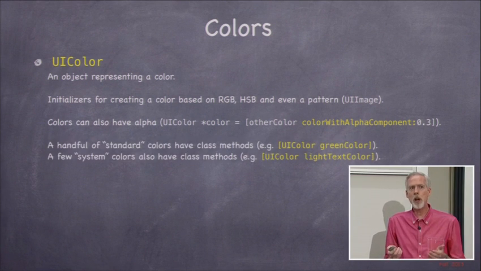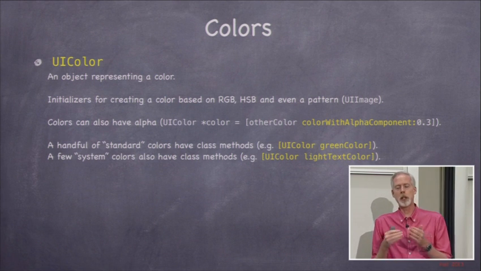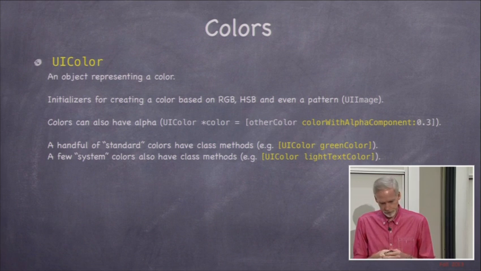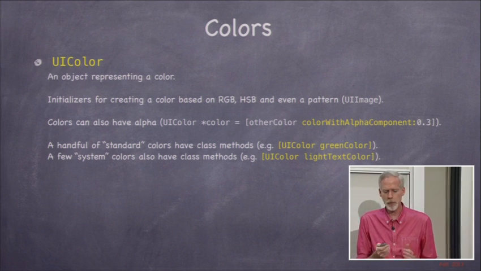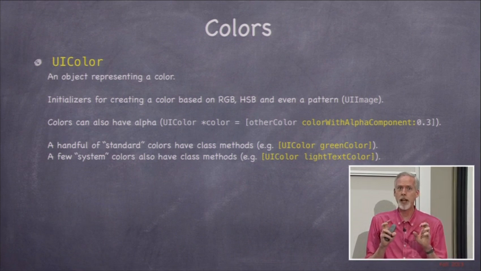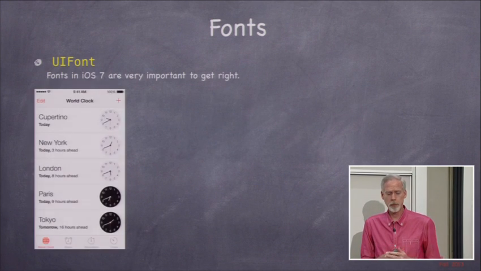There's a handful of standard colors, the green color, red color, purple color, whatever. You can look in its documentation to find those. They're just class methods. There's also a few methods in there like the light text color, which is the shade of gray for light text, disabled text, or whatever. So you can look at all that. Okay, so colors are simple.